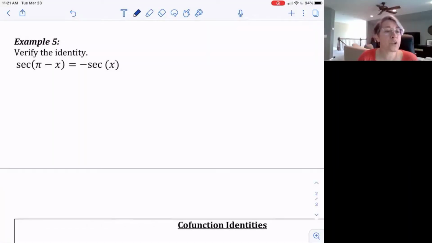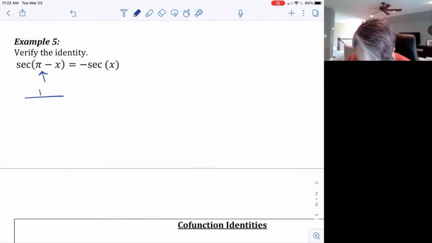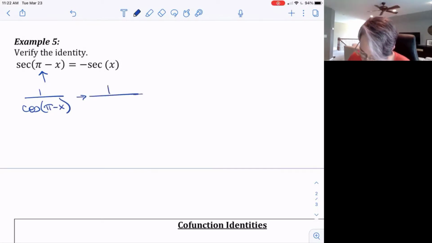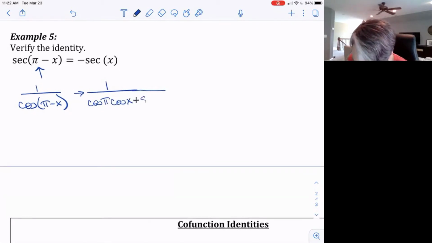In example 5, they're wanting us to verify the identity. Notice that the left-hand side is a difference, so we can use that formula again. Now, secant, remember, is the reciprocal of cosine. So we can write this side as 1 over the cosine of pi minus x. We can rewrite that using its difference identity: cosine of pi times the cosine of x plus the sine of pi times the sine of x.